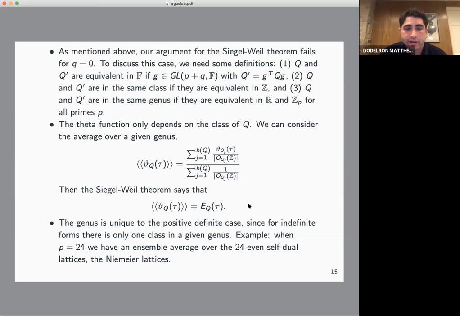And the Siegel theorem in this case says that in this ensemble average, the averaged theta function is equal to the Eisenstein series. Now it's not as easy to prove it using our techniques, but it was proven by Siegel, for example, in the 30s. So this concept of the genus is actually unique to the positive definite case, because for indefinite forms, there's only one class in a given genus. So for example, when p equals 24, we have to average over the 24 even self-dual lattices, which are called the Niemeier lattices. And so this duality tells us the average properties of these Niemeier lattices, for example.